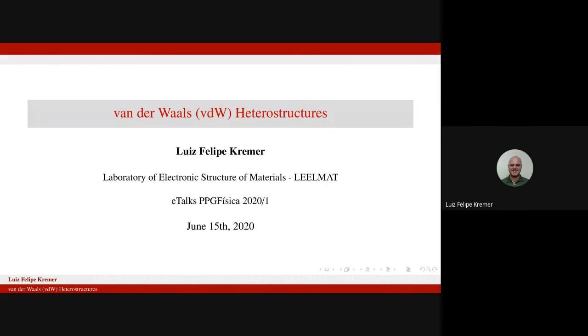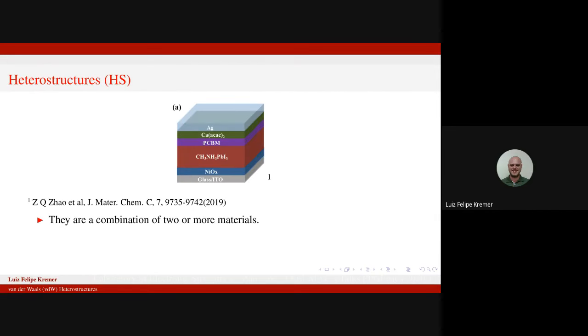So good morning. Today I'll try to talk a little bit about van der Waals heterostructures. To start, I will say a heterostructure is normally a combination of two or more materials that interface with each other. As you can see in the figure, it's an example of some heterostructure.